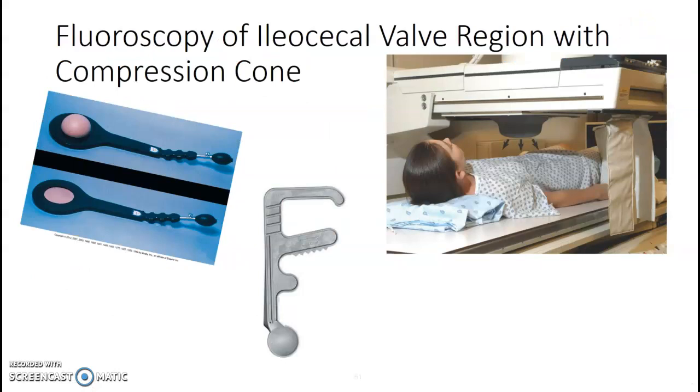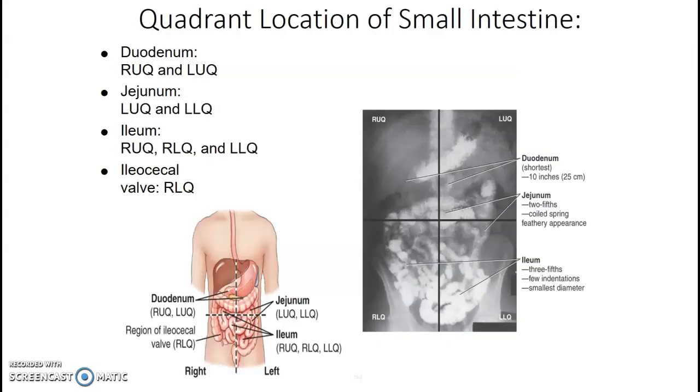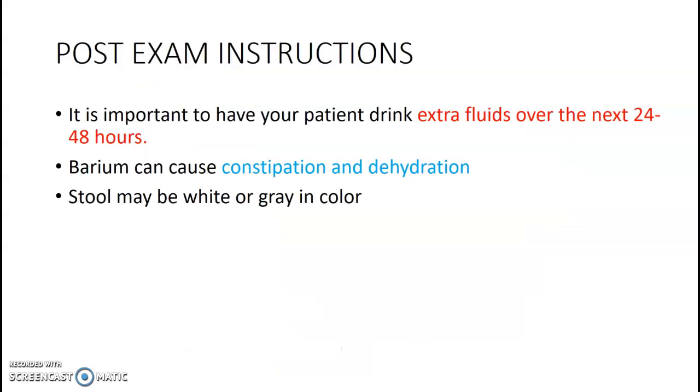Here's my image here. So your F spoon looks like an F here, compression paddle here. There is a cone as well underneath your image intensifier that they can use to help with this compression paddle if they need more compression. Just a general idea of what your fluoro spots will look like for your ileocecal valve. And some overview of quadrants for anatomy purposes.